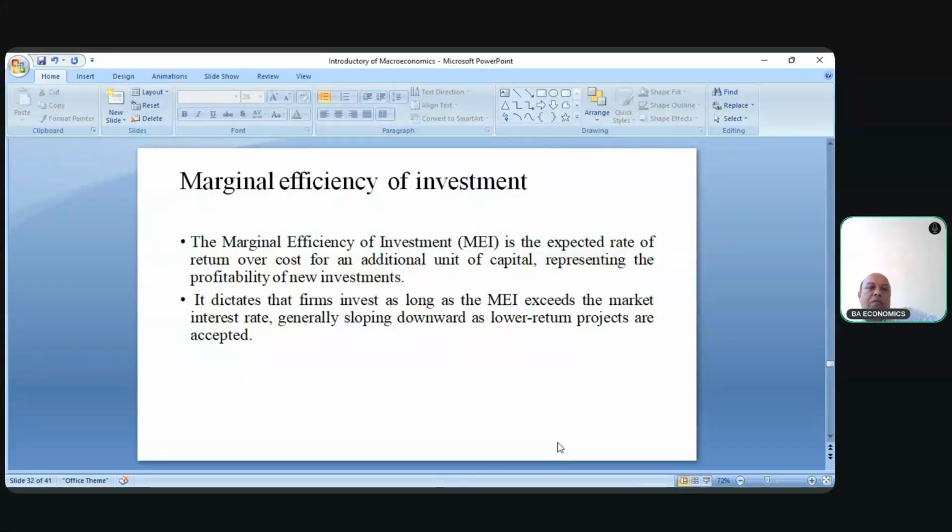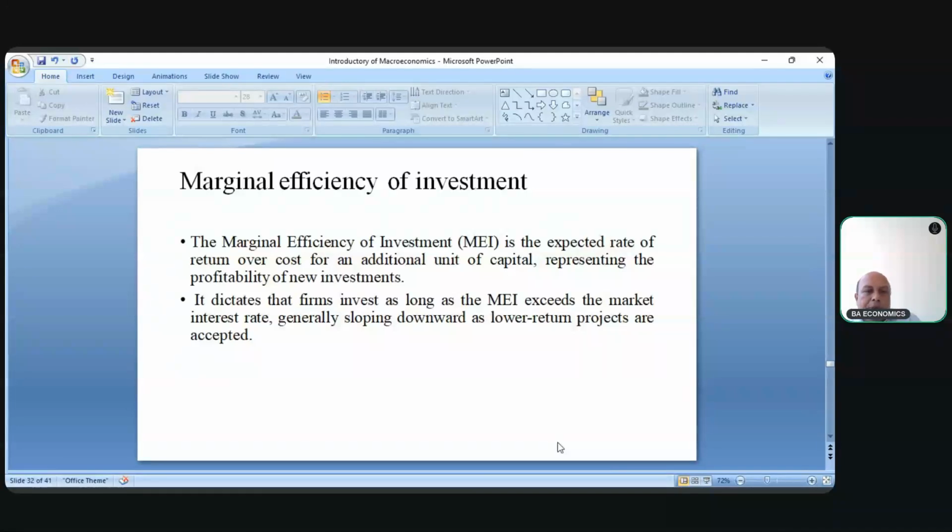Marginal efficiency of investment. What is meant by this? In a sentence, we can say that marginal efficiency of investment is the expected rate of return over cost for an additional unit of capital, representing the profitability of new investment. It basically indicates if additional capital is used, how much income will be generated and what is the actual cost of that capital.